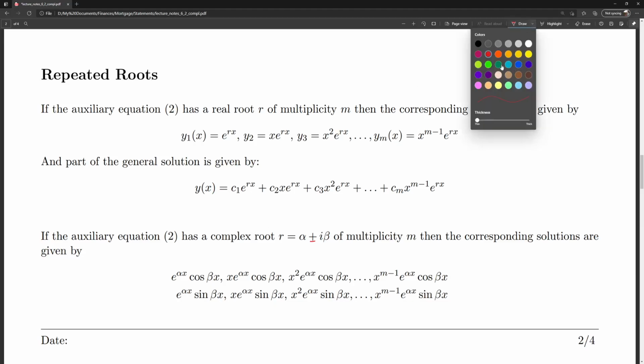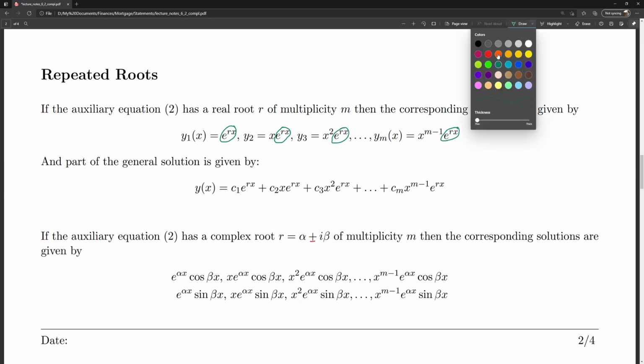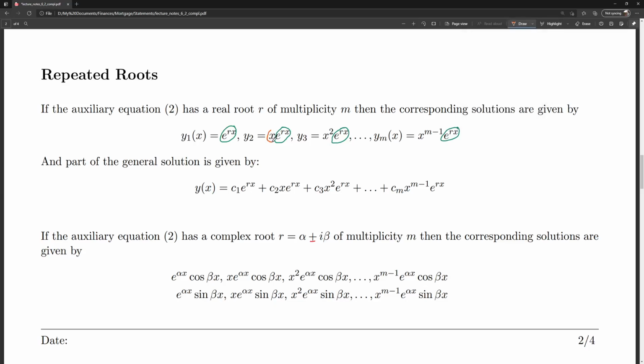So to take a look at this, we have the basic solution when we have that real root r, and then that basic solution gets repeated. And all that changes there is that we have powers of x in front of that basic solution. And that works the same way when we have a complex root.